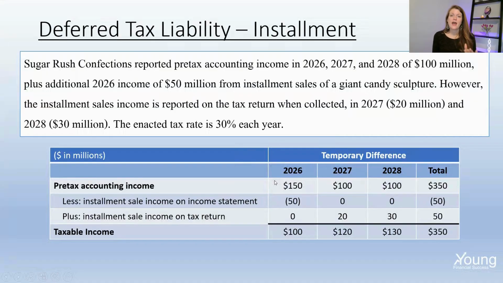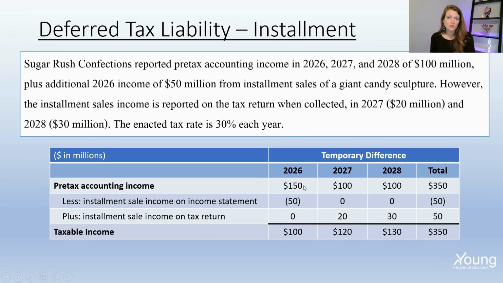So the way that it works under GAAP is that we get to show that revenue whenever we sold this giant candy sculpture, right? We did our side of the deal. We delivered that candy sculpture. For tax purposes, they say, no, don't pay taxes on that 50 million yet. You haven't even received it yet. Wait until you receive the cash. So in 2027, when they get 20 million, we saw that here and it's plugging in here. And in 2028, when they get the 30 million, that's when we're going to record it for tax purposes.